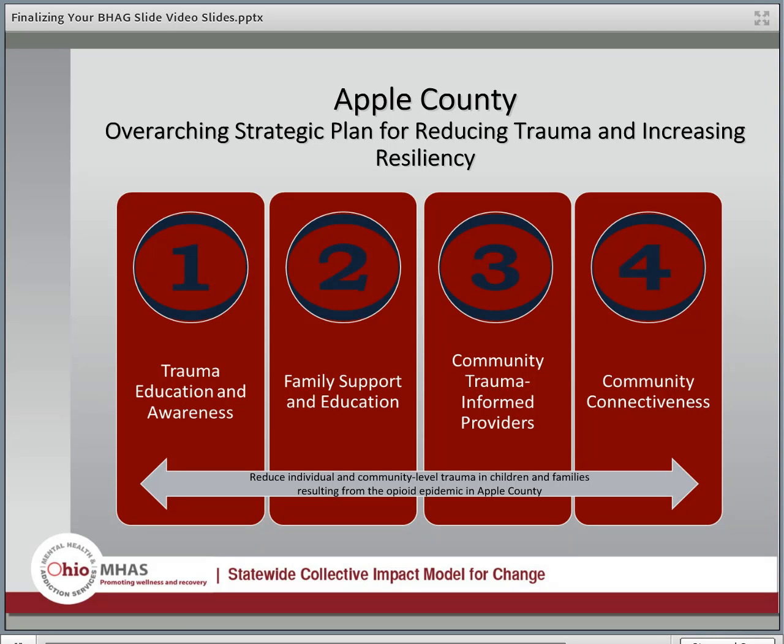This is an example from Apple County. You can see at the bottom they have their BHAG goal, and in their 4 pillars they have their individual components or strategic plan areas to address their overall BHAG goal. You can see they have 4 components rather than the 6 under the opioid response, and that's okay. You can have as many or as few plan areas or components that you feel are necessary.